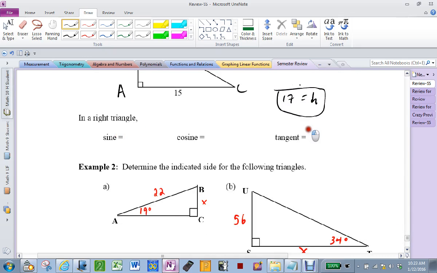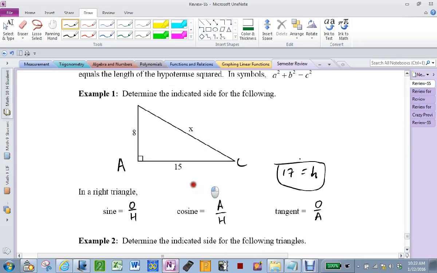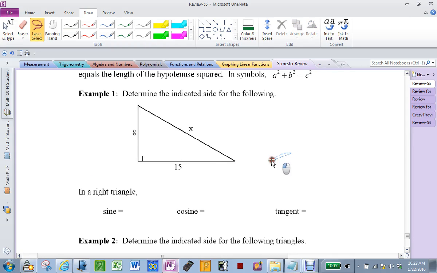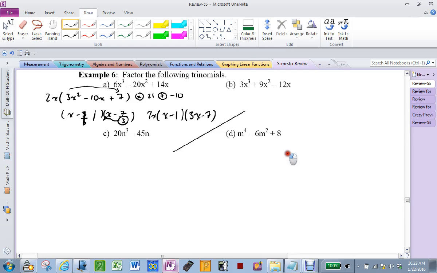Sine, cosine, tan. Do you have to memorize what I'm about to write here? No. Why? Because the data book. It's in your data book. But you do have to know how to use it. Yes. Sine is O over H. Cos is A over H. Tangent is O over A. Now, armed with this knowledge and looking at this triangle, tell me, what?